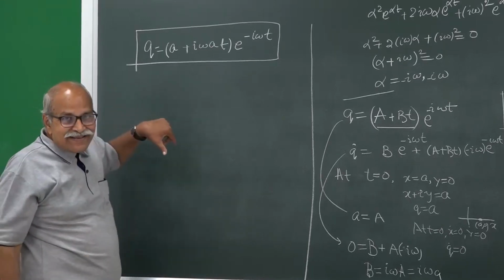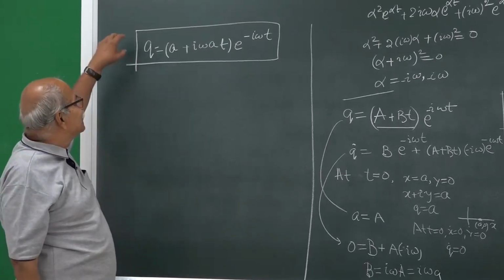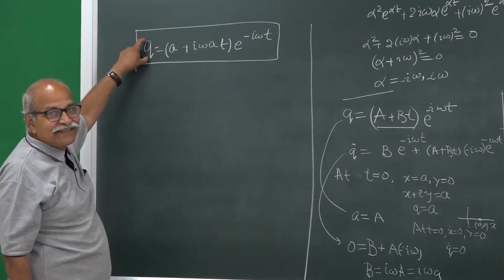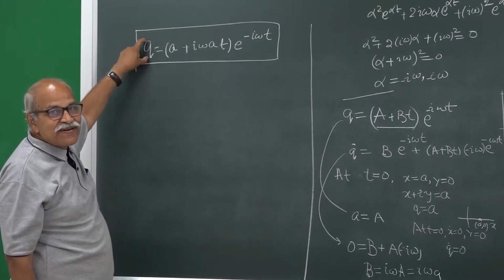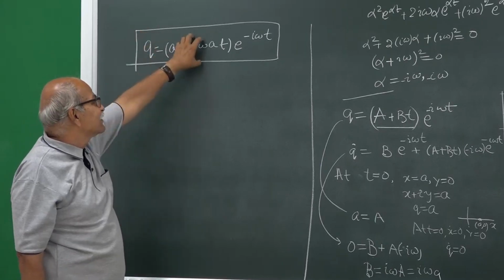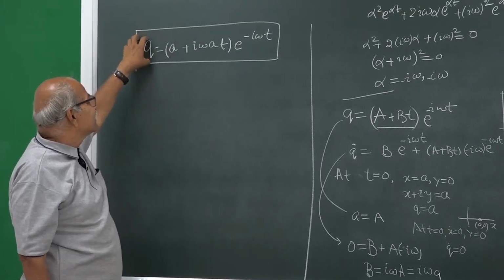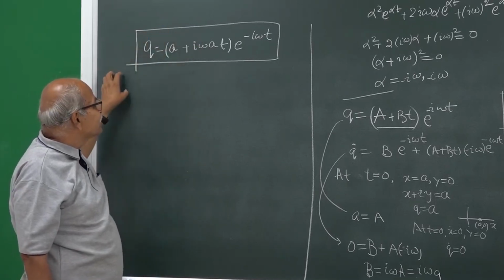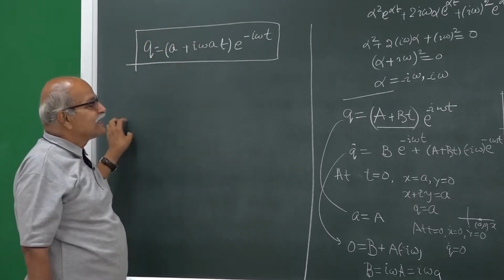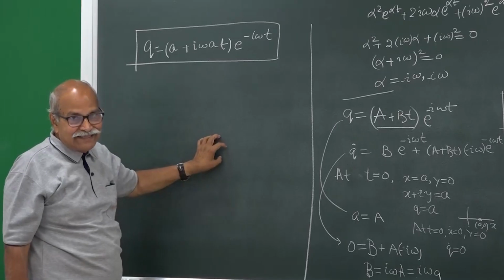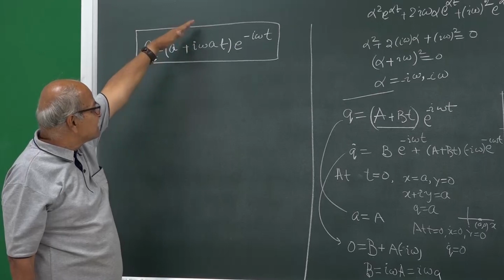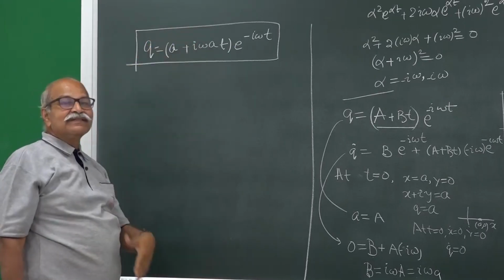What next? Write this q as x plus i y, and then compare the real part this side, real part this side, imaginary part this side, imaginary part this side, and that will give me x as a function of t and y as a function of t. So, we will continue from here. Next lecture we will complete it and go to the next topic.